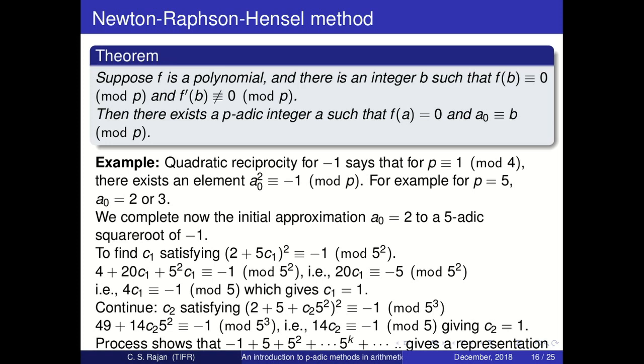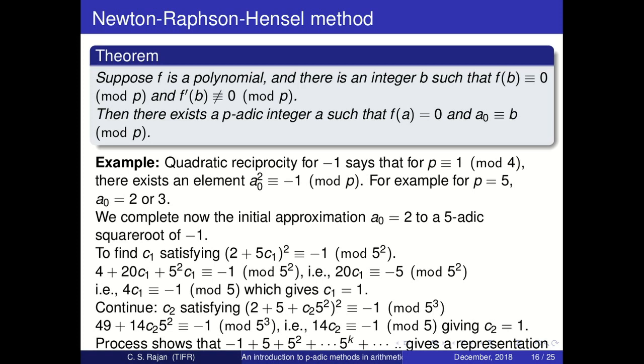We start with the initial approximation, a naught equal to 2, for the p-adic square root of minus 1. What do you do to find c1? I write it as c0 plus 5 times c1. That is how we show this. I need 2 plus 5 c1 squared to be congruent to minus 1 mod 5 squared. This is essentially the proof of Hensel's method which I am going through. So this gives you the proof also. If you put it abstractly in terms of polynomials, this is the proof.